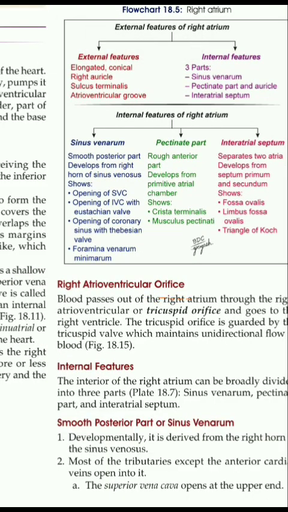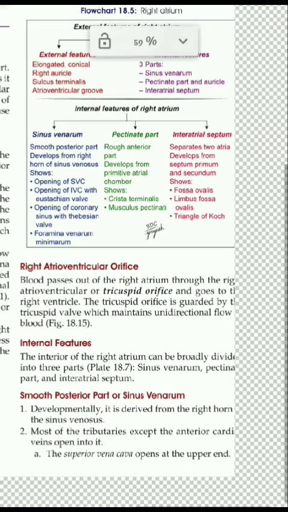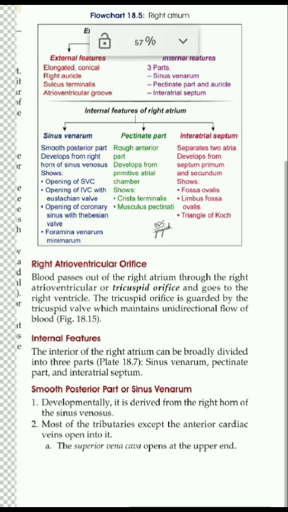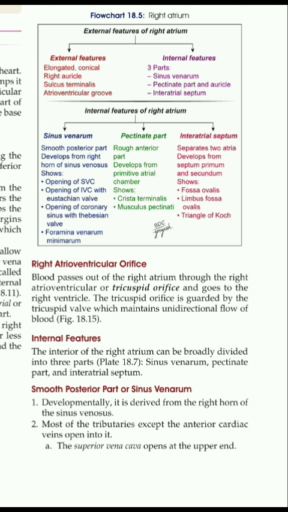Right atrioventricular orifice: blood passes out of the right atrium through the right atrioventricular tricuspid orifice and goes to the right ventricle. The tricuspid orifice is guarded by the tricuspid valve, which maintains unidirectional flow of blood. The interior of the right atrium can be broadly divided into three parts: sinus venarum, pectinate part, and interatrial septum. The smooth posterior part, the sinus venarum, is developmentally derived from the right horn of the sinus venosus. Most of the veins except the anterior cardiac veins open into the superior vena cava at its upper end.